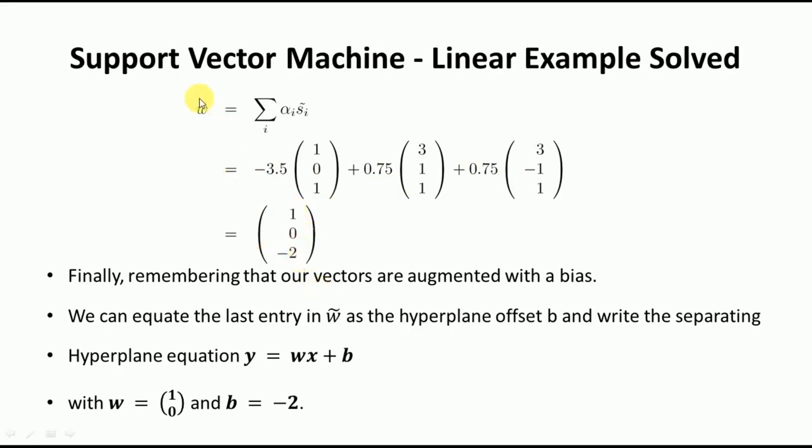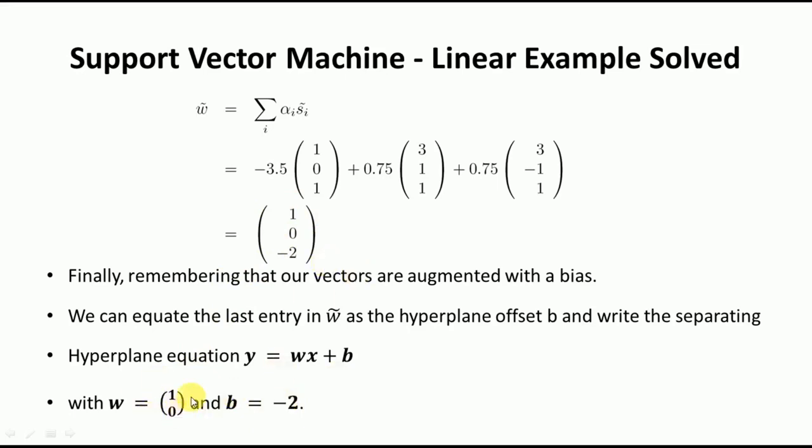This one is after adding the bias. So now we need to differentiate the bias and the actual weight vector. If you differentiate it, the third one is always the bias here. So the actual weight vector is 1, 0 and minus 2 is the bias in this case. So our line equation, or the hyperplane equation, y is equal to wx plus b, where b is equal to minus 2 and w is equal to 1, 0 here.